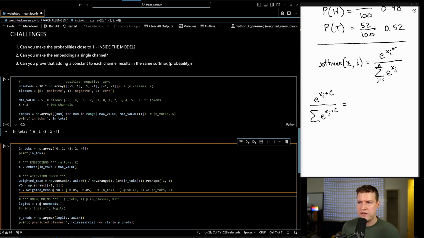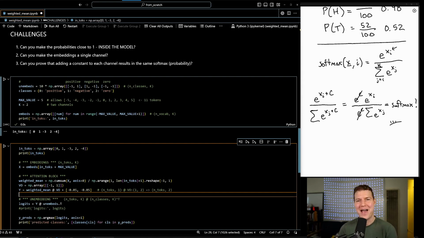Well, if my power is the addition of two things, I can turn that into two multiplications. And so now when I do the division, I do the same thing. Okay, so now, because all of them are multiplied by the same constant, I can pull that constant out in front like that. And because e to the something is always positive, I can cancel. And so this is our original softmax. End proof.